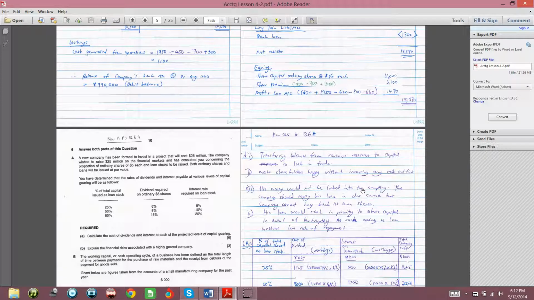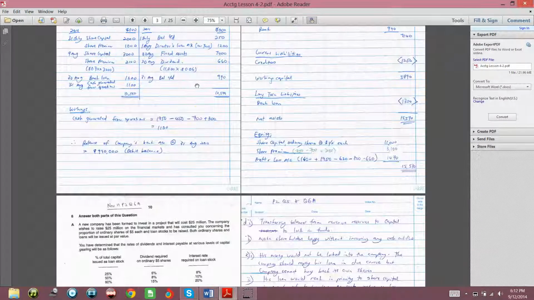So I hope that as we progress along, you will get better and better in this subject. So now can you come to the same year, November 11, paper 2, question 6A. That means just flip to the next page.